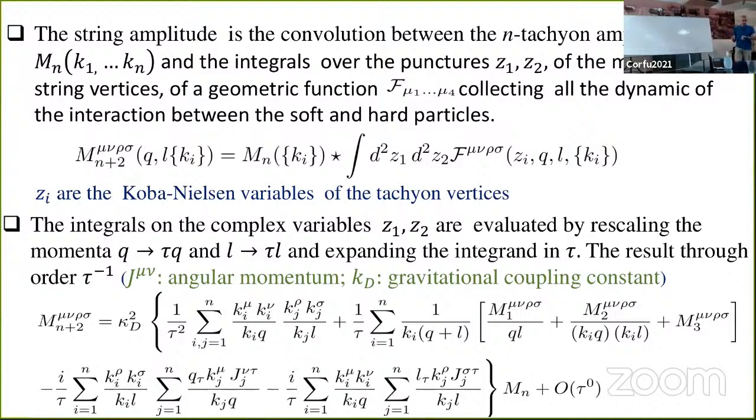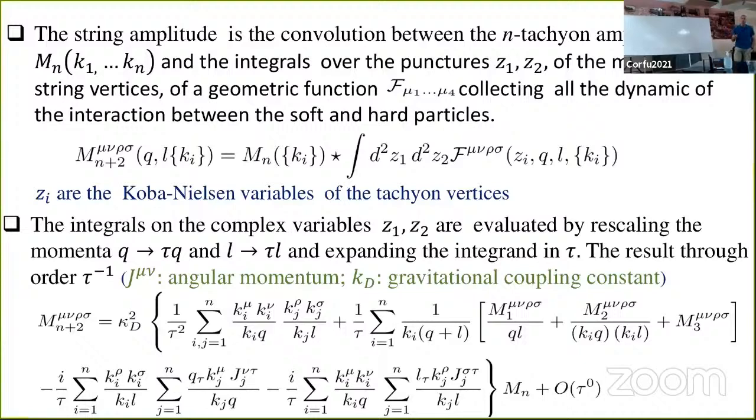This is a convolution integral between an L-tachyon amplitude and a part that collects all the dependence on the soft particle. However, this amplitude is an integral which depends on the punctures of the tachyon vertices. The punctures are the places on the worksheet where we insert the tachyon vertices. Therefore, these two quantities are not disentangled. It's not a factorization property.